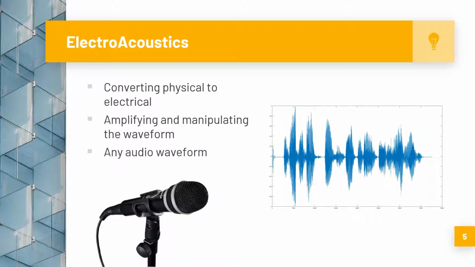Electroacoustics is near and dear to my heart because I am studying electrical engineering, and electroacoustics is focused on taking a physical acoustic waveform, converting it to an electrical signal, manipulating the waveform for a desired effect, and then converting the signal back to a physical audible signal. This shows up in microphones, speakers, amplifiers, and any effect you have heard in music.